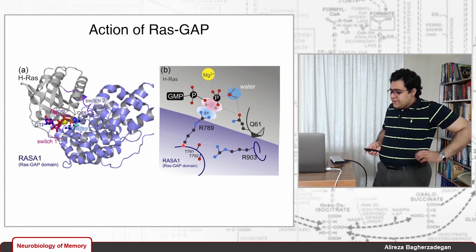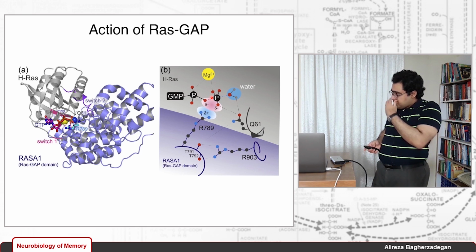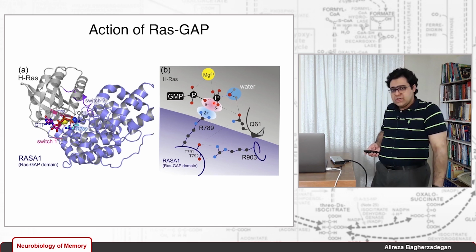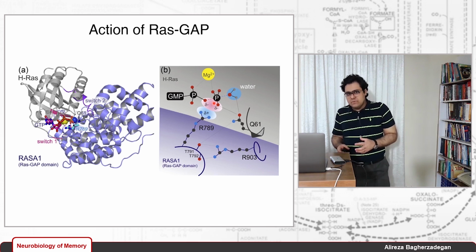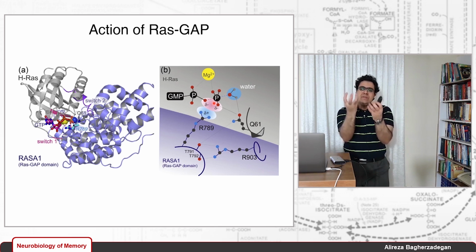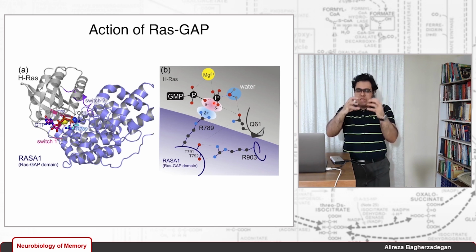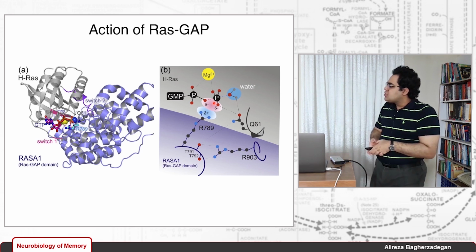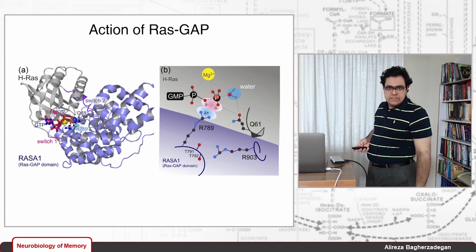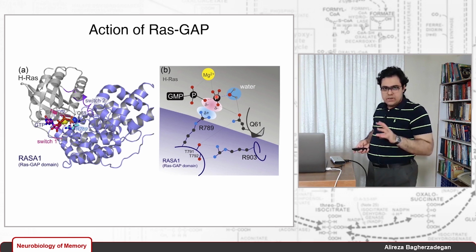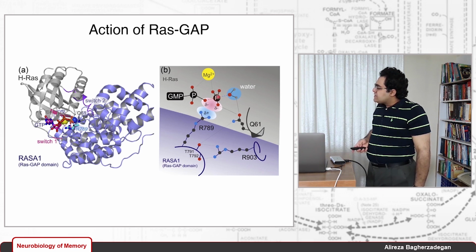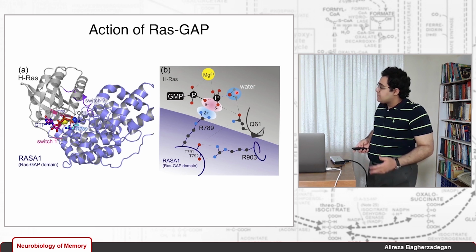Putting this arginine finger close to this gamma phosphate reduces the amount of energy required to bring that gamma phosphate into an intermediate position. In this intermediate state, it is shared between the donor, which is GTP, and the receiver, which is the water.